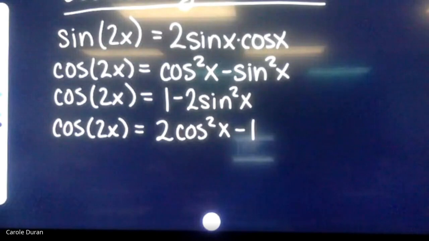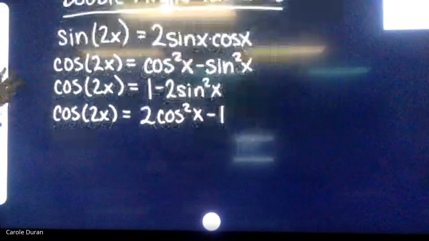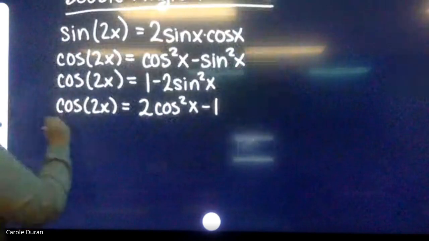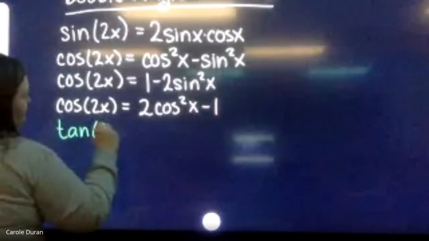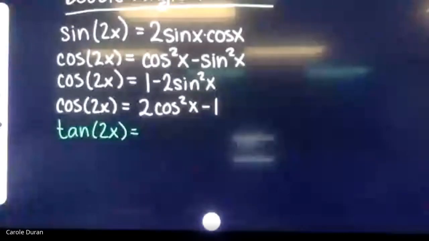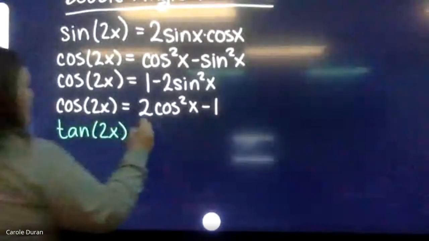Wait, for the second one, that's 1 minus 2? That's 1 minus 2, okay. Yeah. And then we also have a tangent double angle identity. And just like with everything else, tangent, it's much more complicated.